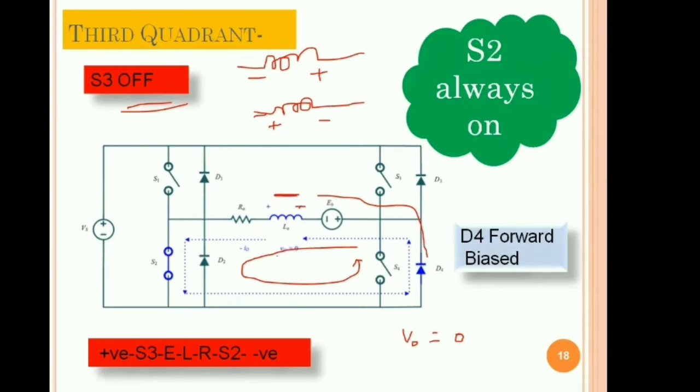So again see the current direction. The current direction is opposite. The actual direction of the current is from right to left. Now the original assumed direction is from left to right. So they are opposite, hence it is a negative current. Right? So this is the third quadrant operation of the chopper.